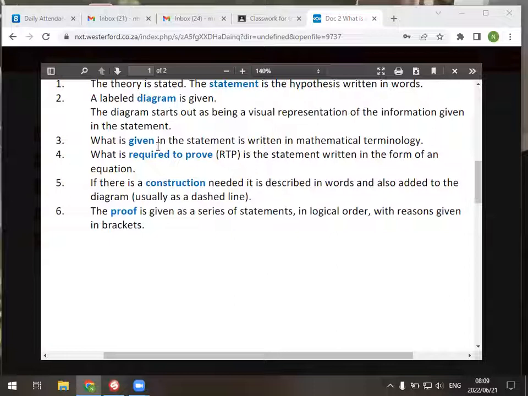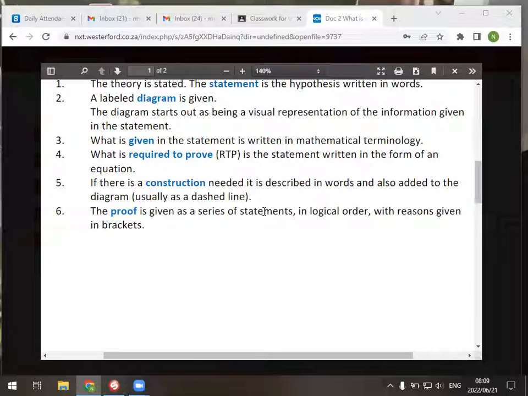Then there's going to be a spot or a place for you to write what you need to prove. So if we're thinking about Pythag, you would say, these two sides squared, when you add them together, is equal to the other one squared. All right, just writing out what you need to prove. Sometimes you need to do a construction, which I will show you later on. So then you have to do the construction on the diagram and you have to write it out as well.